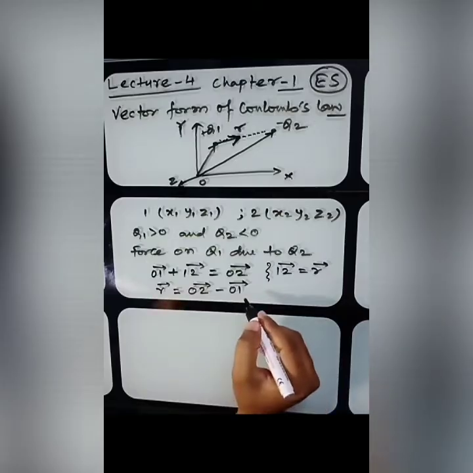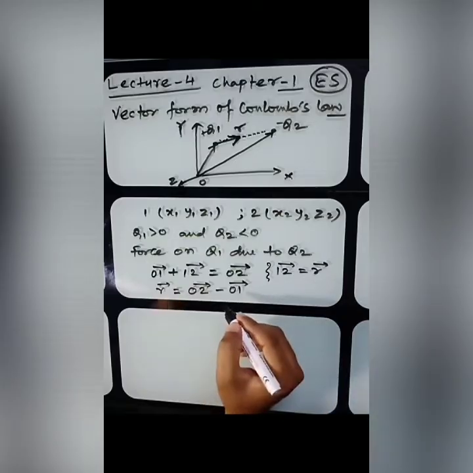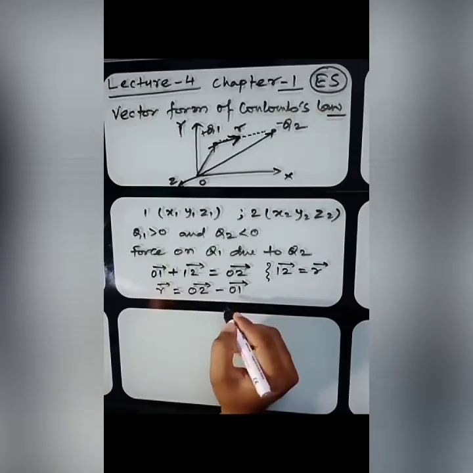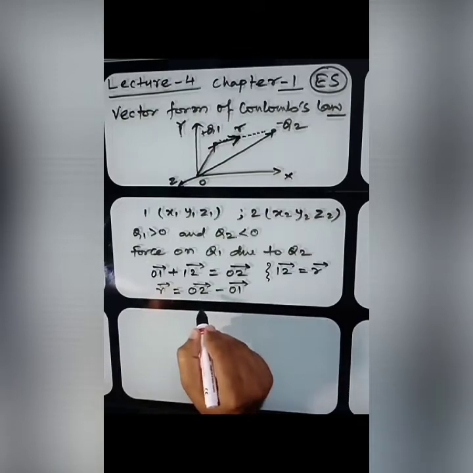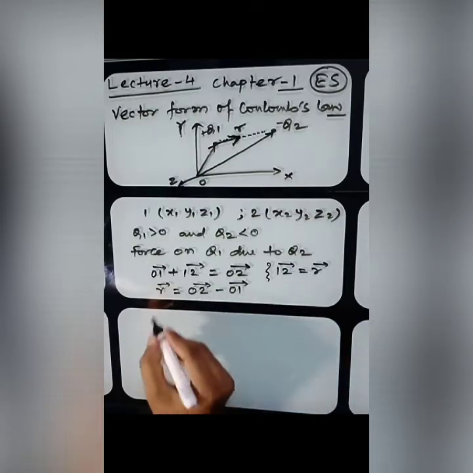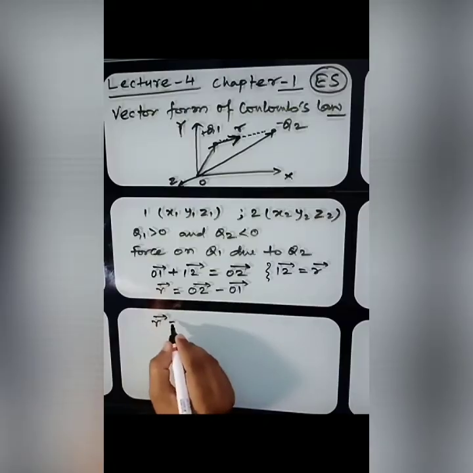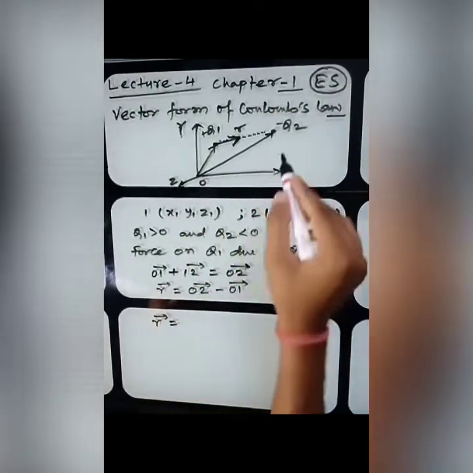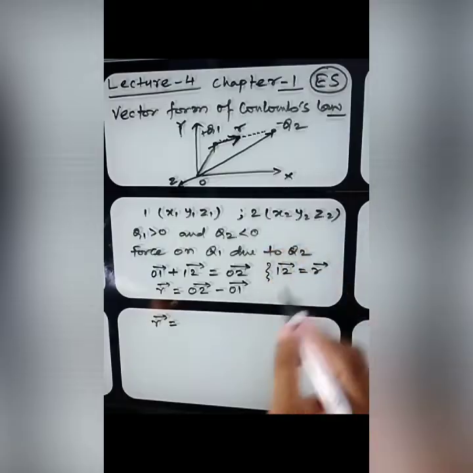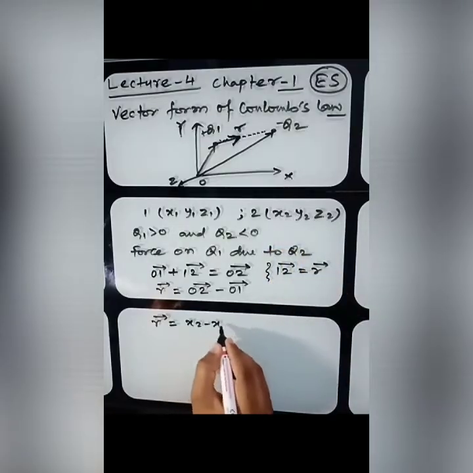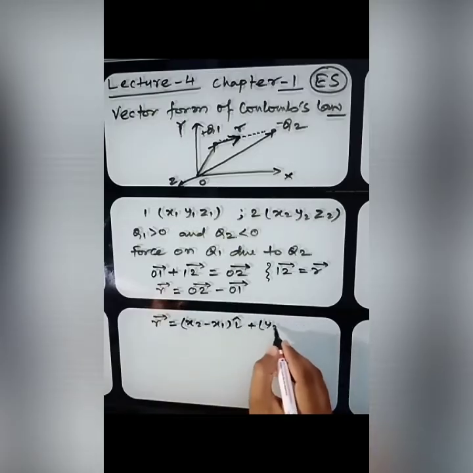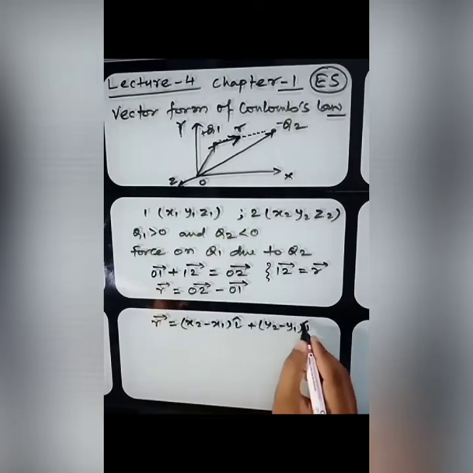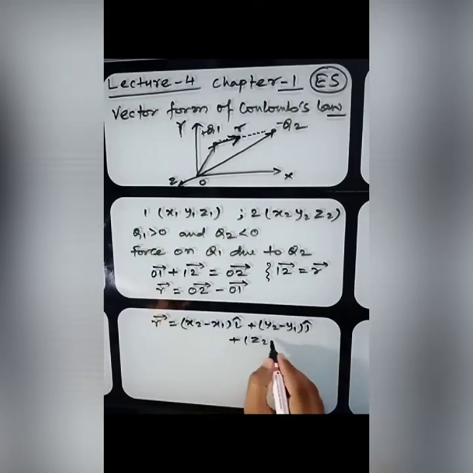I have taught you to write directly the unit vector or vector from given coordinates. You can subtract the first coordinate from the second coordinate. So the r will be written as: O2 is (x2, y2, z2). So here (x2 minus x1) i cap, (y2 minus y1) j cap, and (z2 minus z1) k cap.